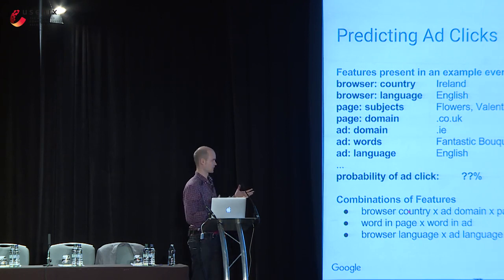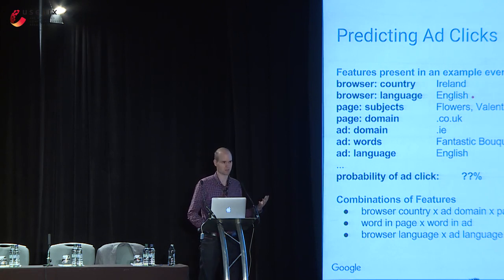Now, in this instance, consider showing a particular ad. This is some old website talking about giving flowers for Valentine's Day, and you have an ad about a fantastic bouquet delivery service. These are some of the features that you might extract from this impression. So maybe the browser is in Ireland, and their browser language is English. Also, they're visiting this page, and you've determined that the subjects of the page are flowers and Valentine's Day. And it's a .co.uk page.